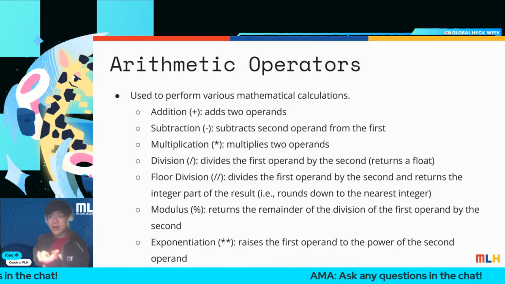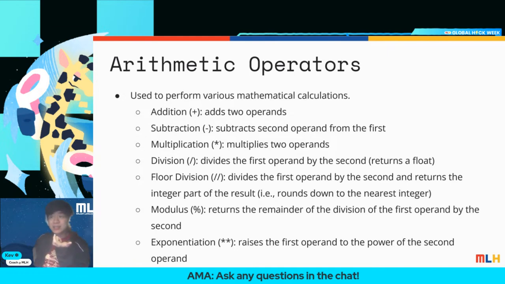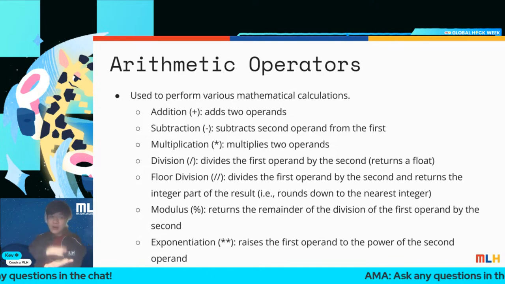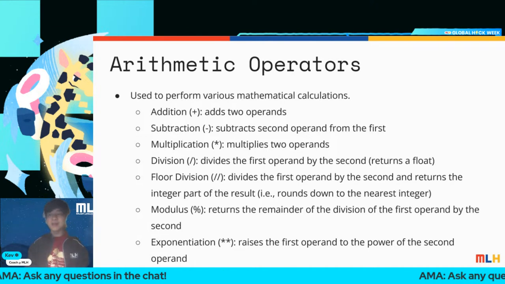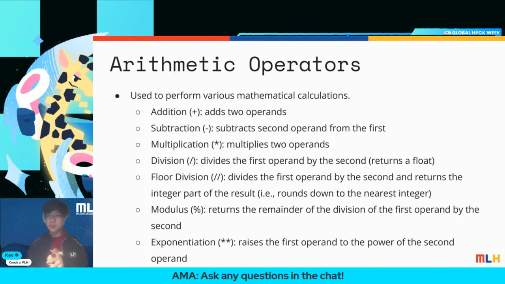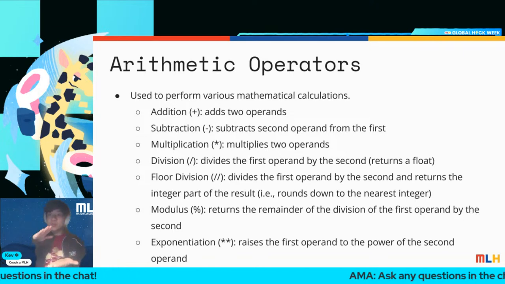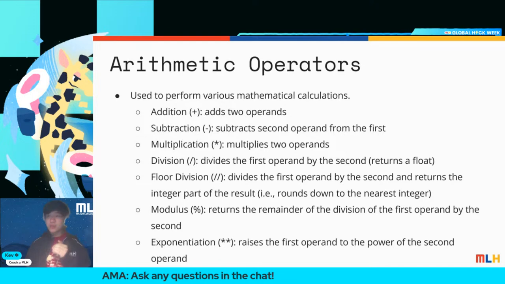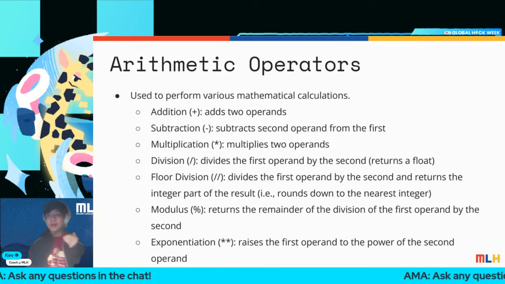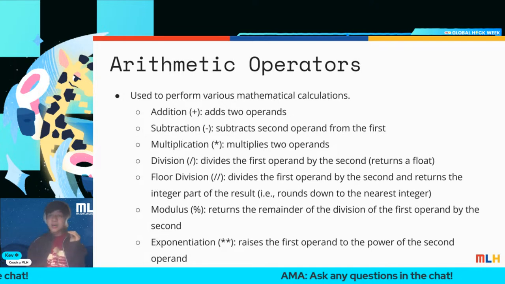Floor division uses two forward slashes, and it divides the first operand by the second and returns the integer part, right? It's been floored or rounded down. So for example, if I divide one by two, if I use regular division, you'll get 0.5, right? Half of one is 0.5. If you use floor division, you'll get 0.5, but floor will always just floor it down, which means it will round down. So 0.5 becomes zero. So if I did one divided by two in floor division with two forward slashes, you get zero. If I did one divided by two with regular division, you'll get 0.5.